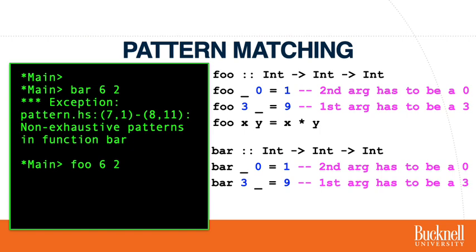Conversely, if we call foo 6 and 2, it fails to match on the first and second definitions, but it matches on the third, multiplies 6 and 2, and gets 12.